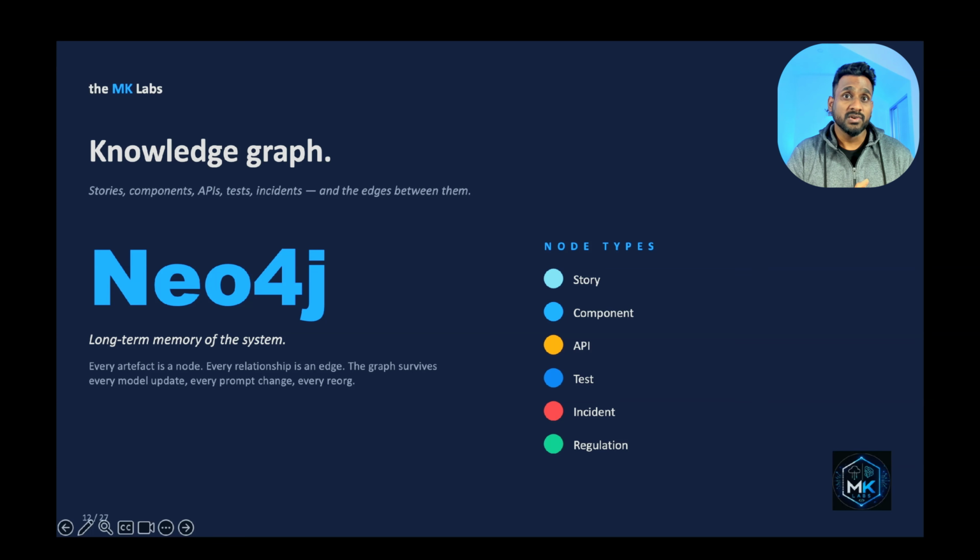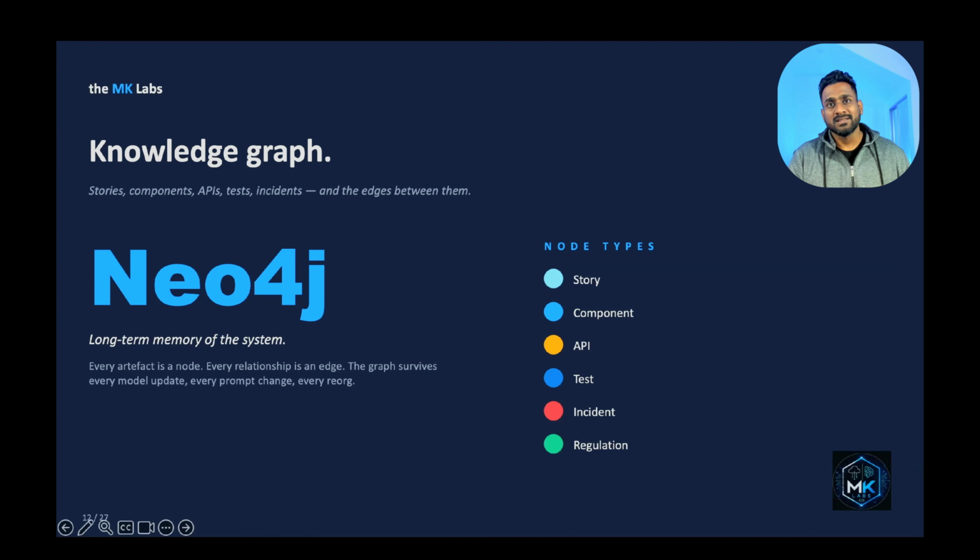Layer two is the knowledge graph. And this is a key part that I really enjoyed working on, which was pretty new when we started as a team. And for me, I've never worked with something like this before. This is a long-term memory that survives model updates, prompt changes, reorgs, and all of it. Why a graph? Because relevance isn't just similarity, it's relationship.